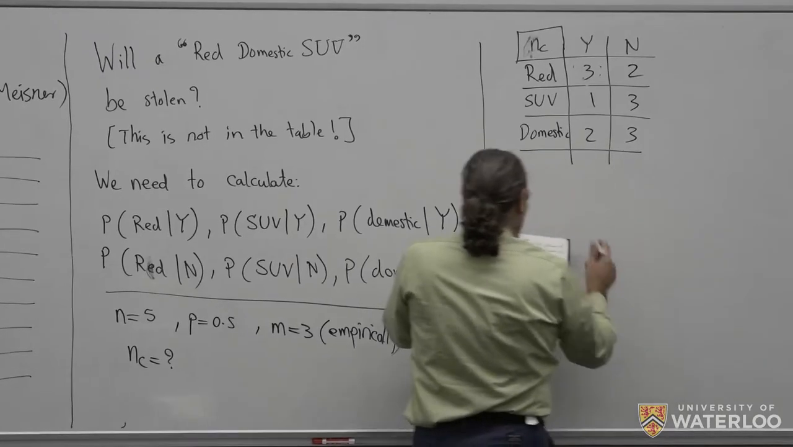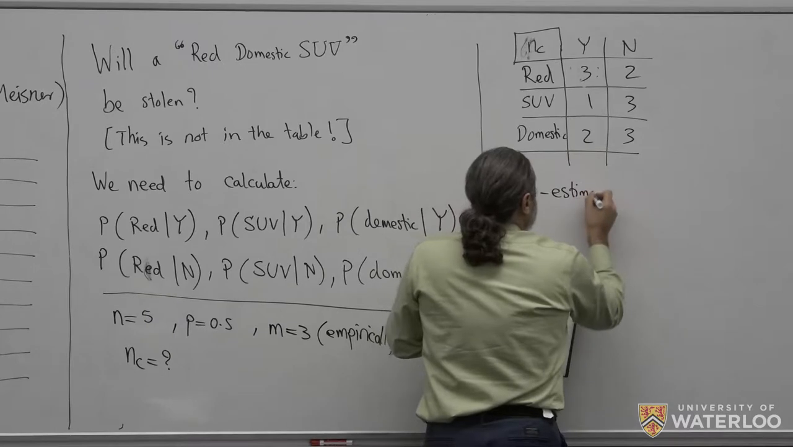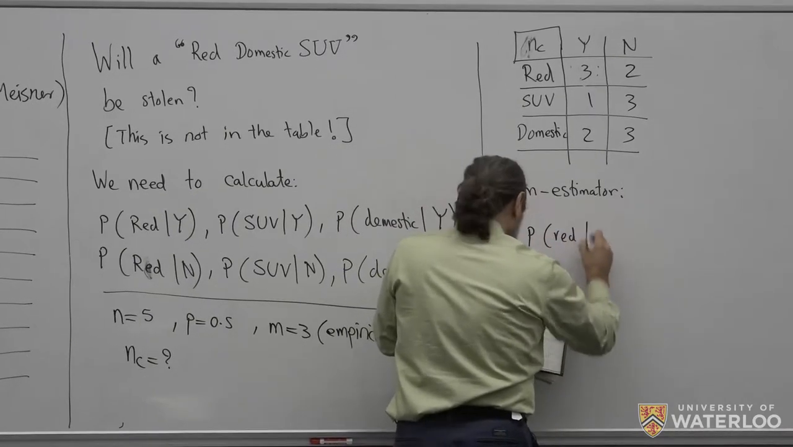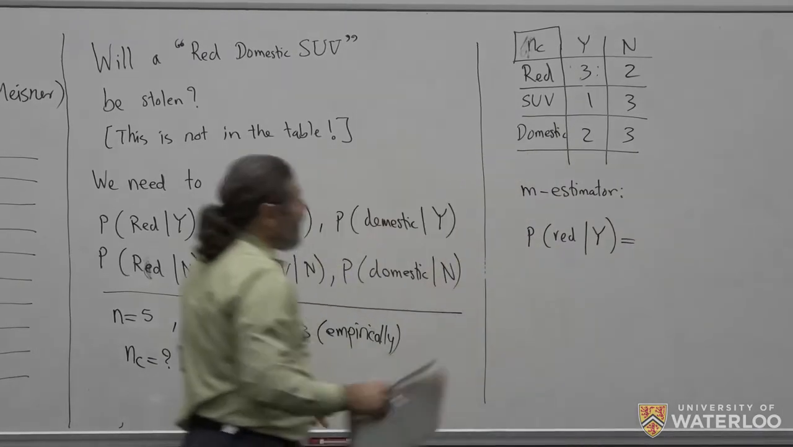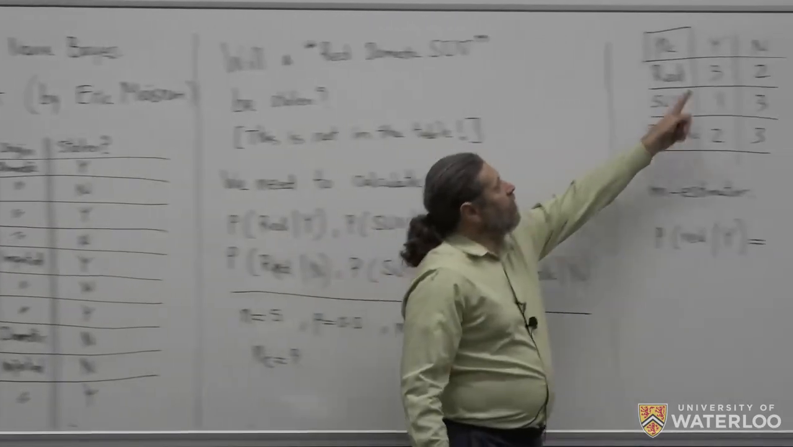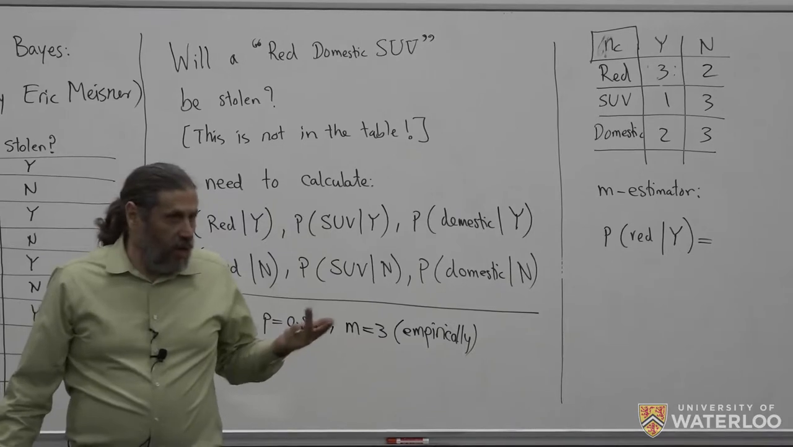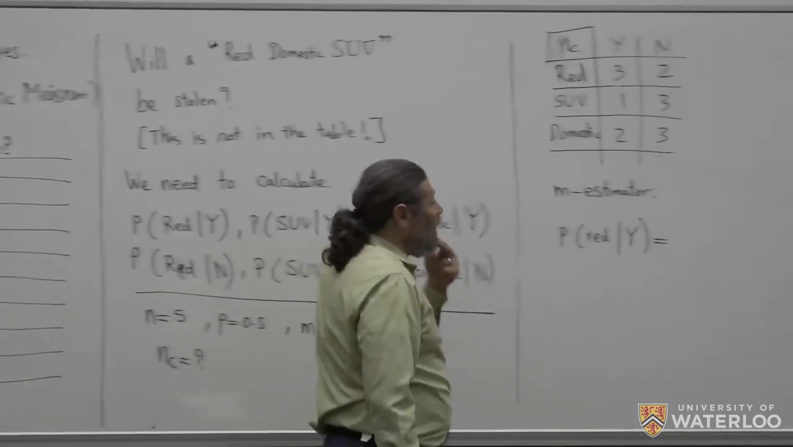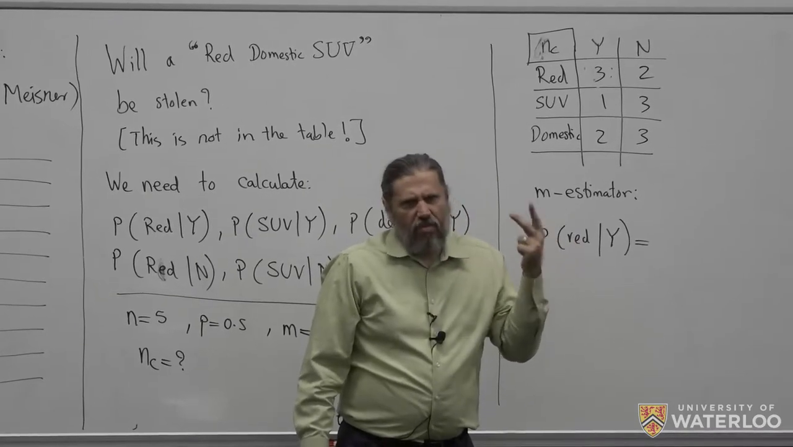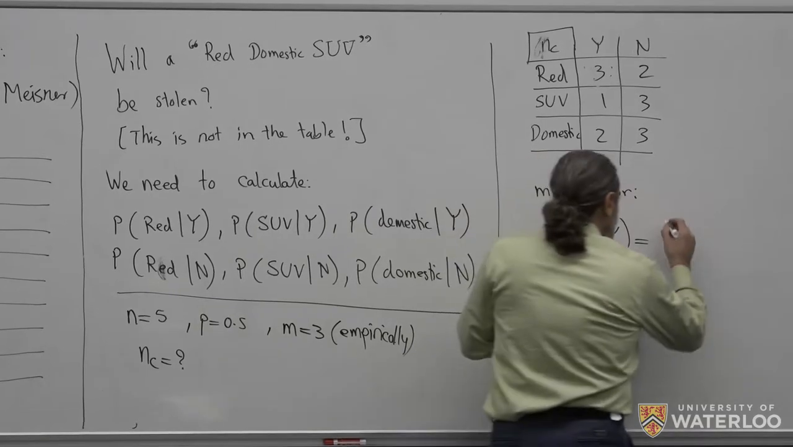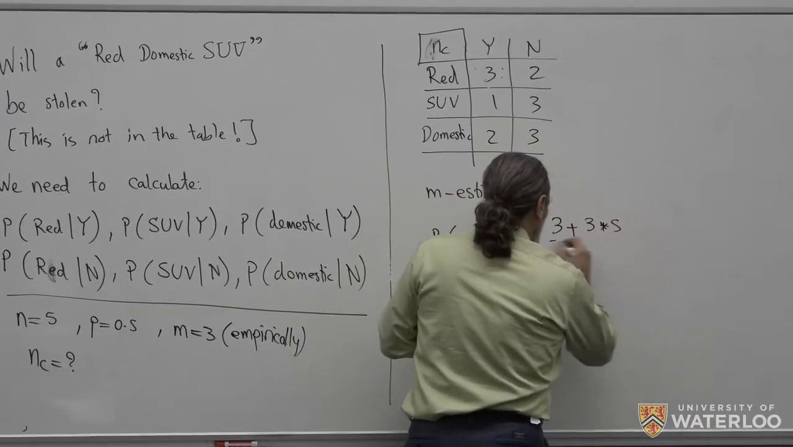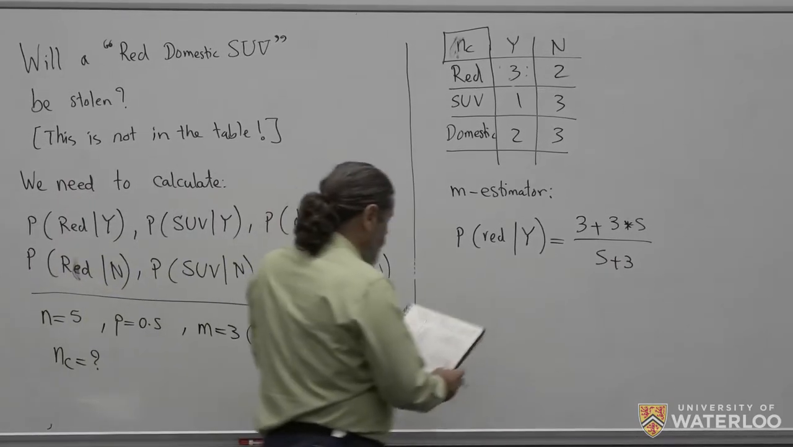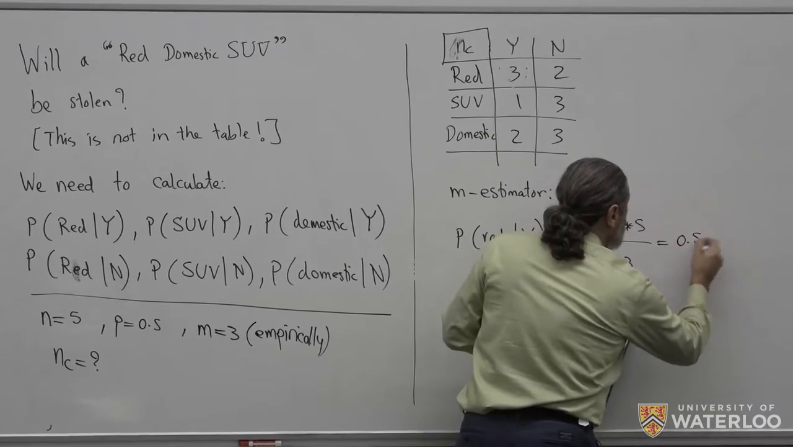So now I can calculate the M estimator. And don't forget that equation of M estimator, that we say, okay, what is the probability of red given yes? We don't say just the probability that we have. So is 3 divided by 5, right? So 3 divided by 5. So in 3 of the cases that I had a color, the color 3 cases led to the car being stolen. But I'm not doing it that way. I'm doing it with the estimator. It will give me a different number, but it's a safer number. So is 3 plus 3 times 5 over 5 plus 3. Just look that M estimator equation up that we had in the last lecture. So that will give me a somewhat different number, 0.56.